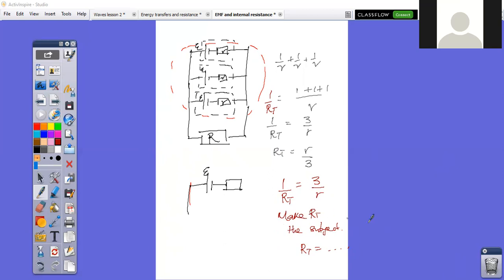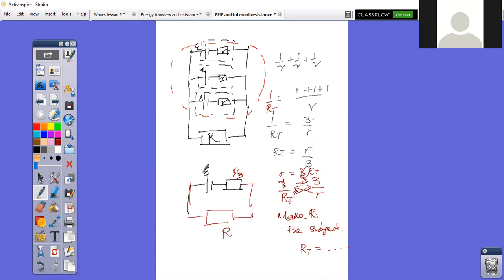I missed that part. I would have flipped them all because it's 1 over, and then you can just flip them. Yeah, absolutely. Just flip that 1 over RT, so it becomes R over 3. Or if you want to do it the long way, cross multiply. So you get R equals 3RT, then divide by 3, and you have RT. Any of those are absolutely acceptable. So here now, we know that this would be equivalent to R over 3 with my external load, R.